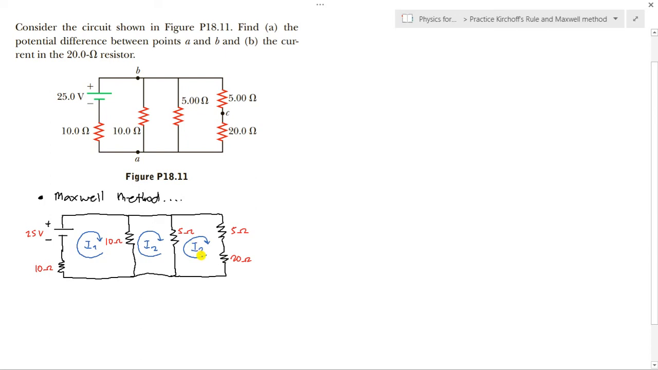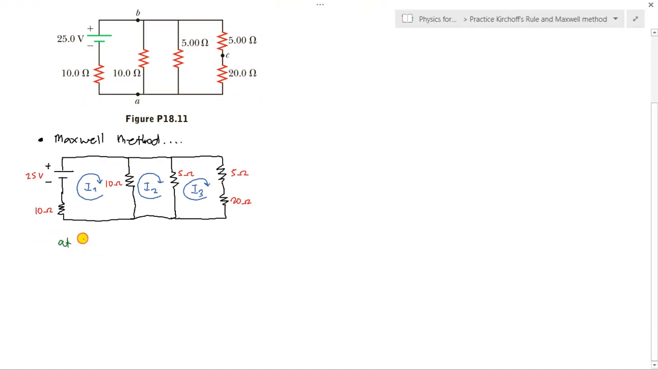Okay. So at loop 1, for every loop, we have I1 starting with the 10 ohm resistor. So with respect to I1, normally we write the voltage drop, so we have negative 10 I1. However, not only I1 interacts with the 10 ohm resistor. There is also I2 in the opposite direction. So if that is opposite to this negative 10 I1, that would be positive 10 I2.